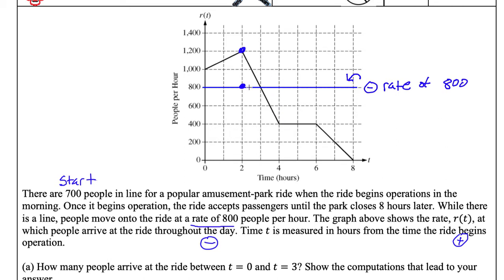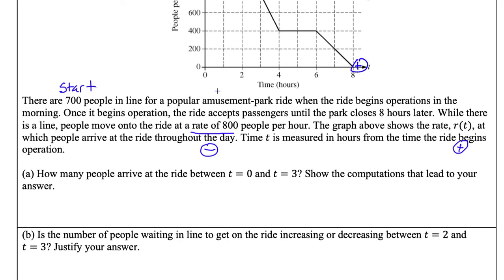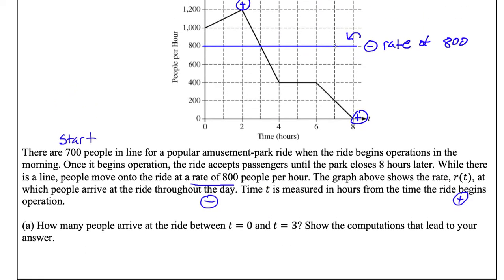I just want everyone to understand the graph that I'm making up here. So this graph is the positive rate. R of t is the positive amount. And then the negative rate is just this flat line right here. Okay, so let's move on. How many people arrive on the ride between 0 and 3? Okay, this is just an area problem. So I don't even care about this line anymore.